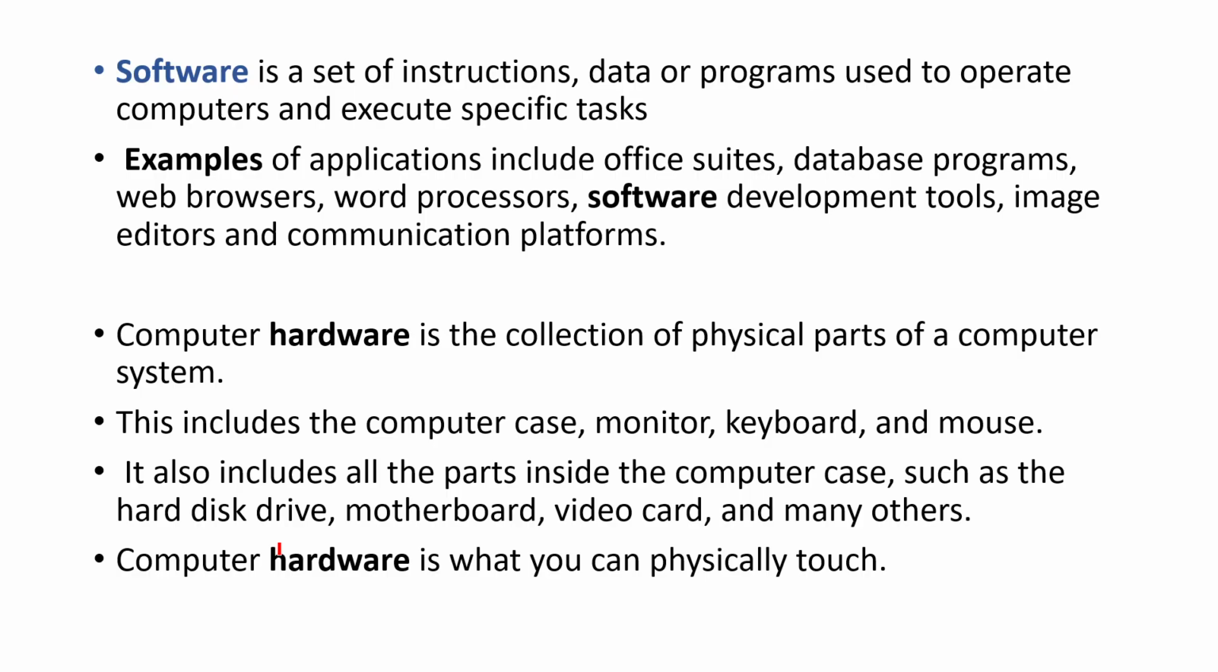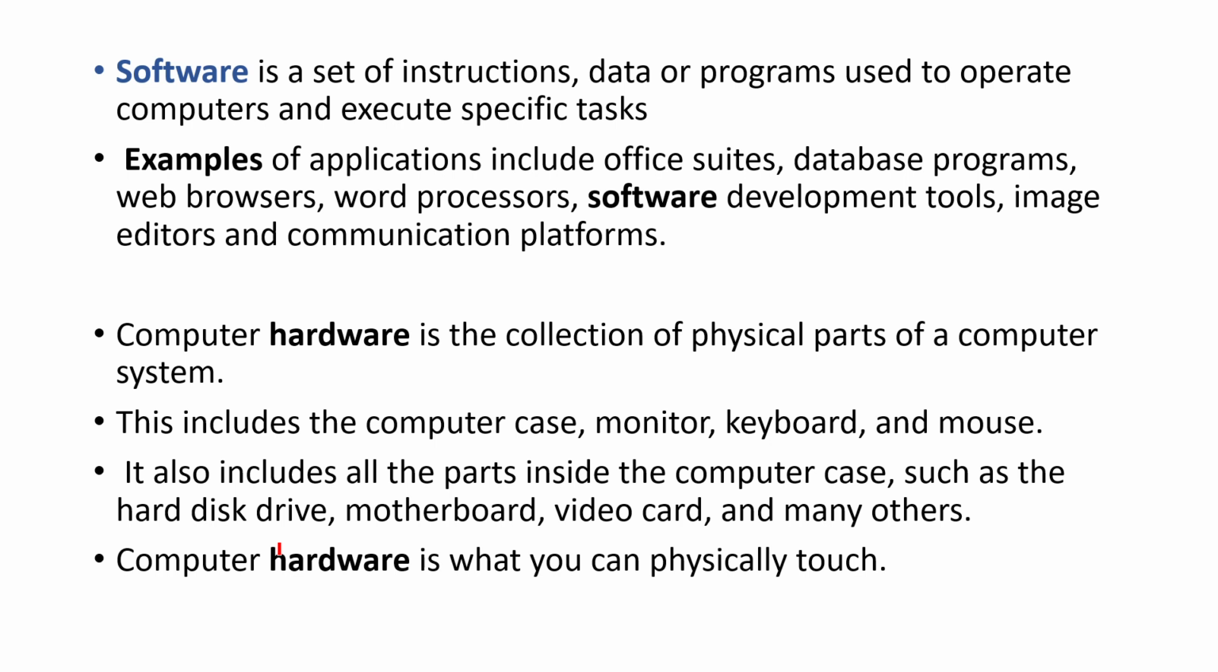Now the next one is software. Software is a set of instructions or the data used to operate computers and execute specific tasks. It means that it is a type of instruction or program that is used to operate the computer or to do some specific task.